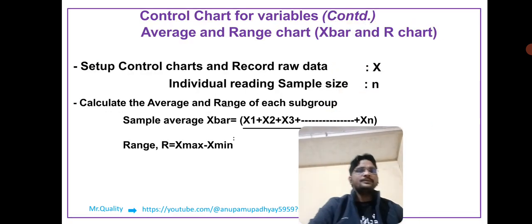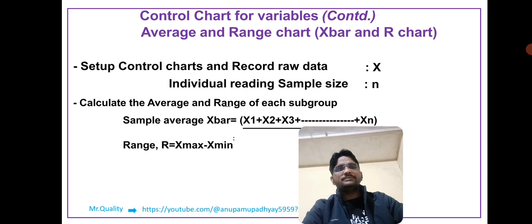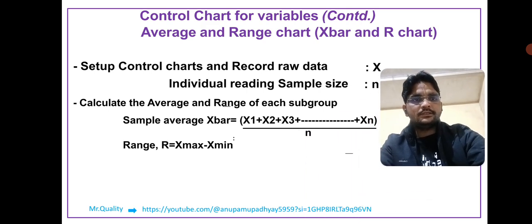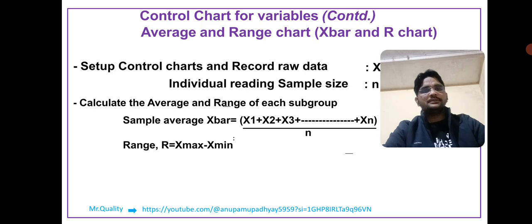What is a control chart for variables? The average and range chart is continued. To set up control charts, record data, denoted by X for individual readings and N for sample size. Calculate the average and range for each subgroup. The first subgroup readings are X1, X2, X3 up to Xn. These N readings divided by N give the sample average, X bar. The range is the maximum reading minus the minimum reading in this subgroup of samples.